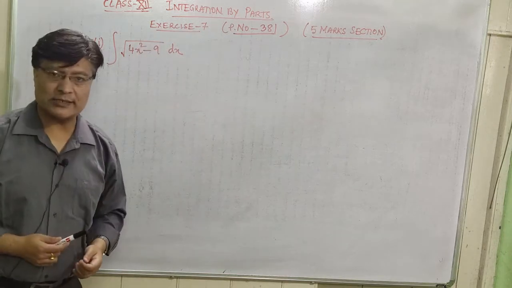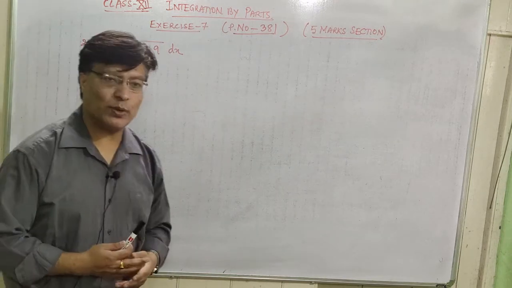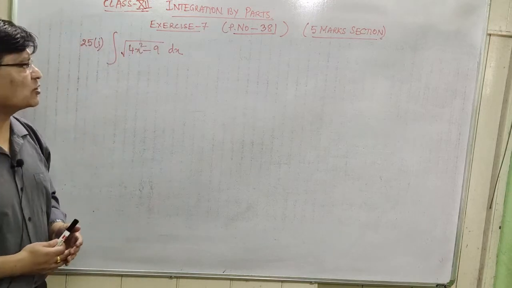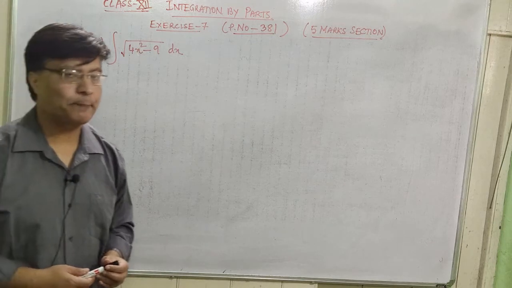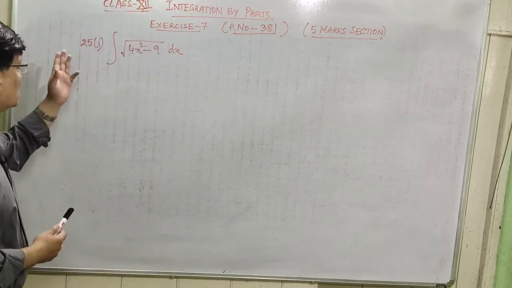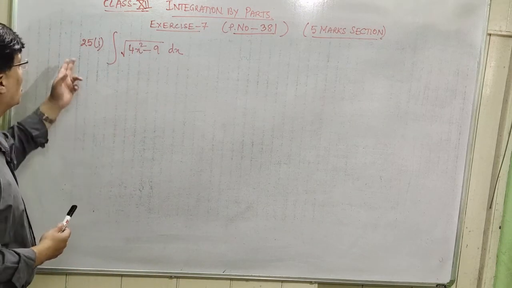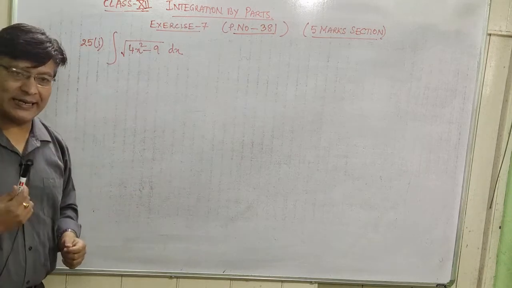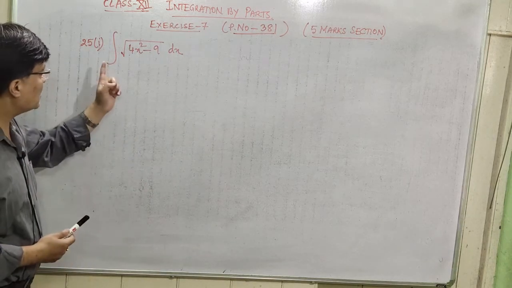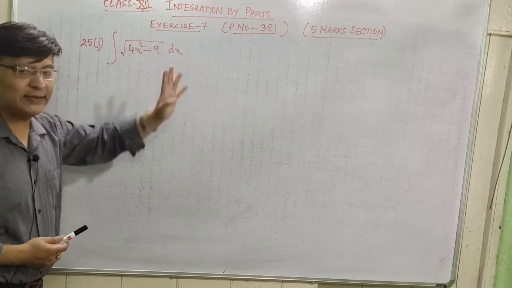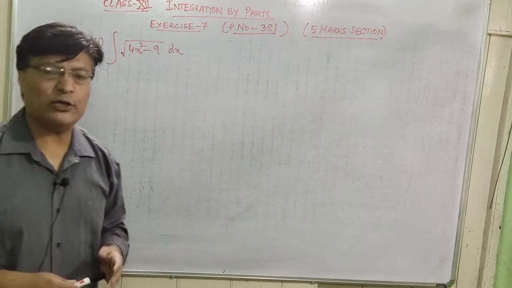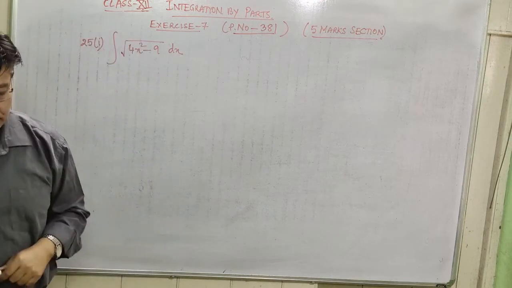Same Exercise 7, page number 381, from the 5 marks section of the book Higher Mathematics for Class 12 by SN Dey. So let's evaluate this integration now. This is question number 1. Let us integrate the integral of the square root of 4x square minus 9, dx. So how can you evaluate this integration?